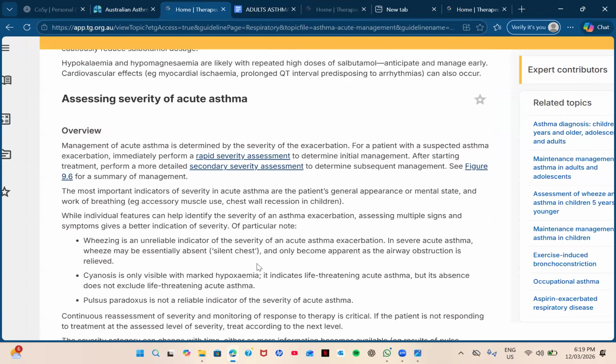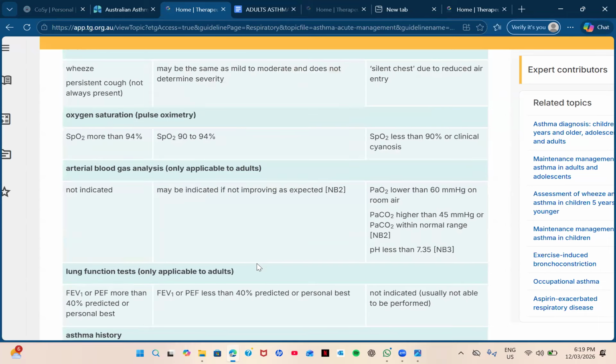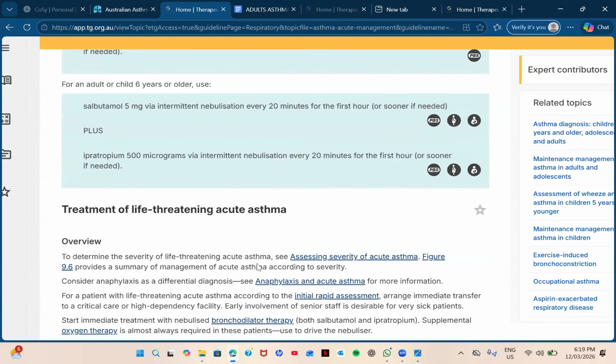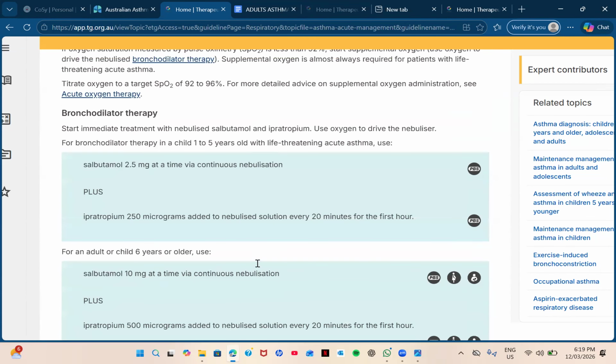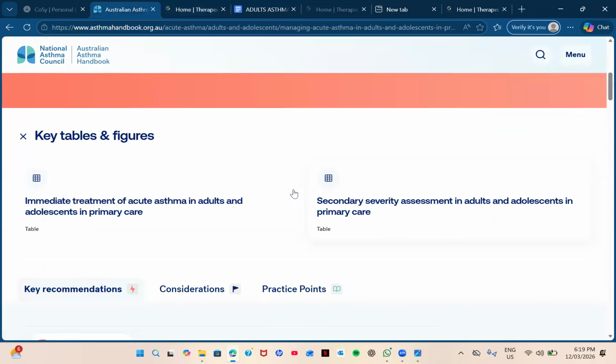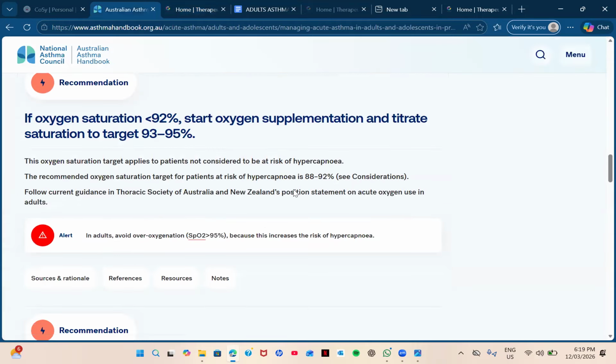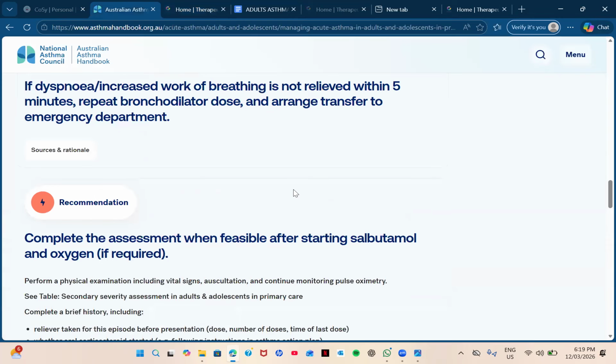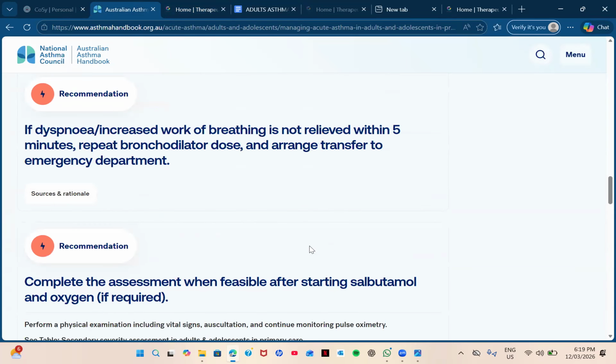Right? Hope you understand it. It is the same thing, they have just added ipratropium with salbutamol. So keep those things in your mind. Let's see here. I think for the other treatment management, they have added these things after the secondary assessment. Let's see.